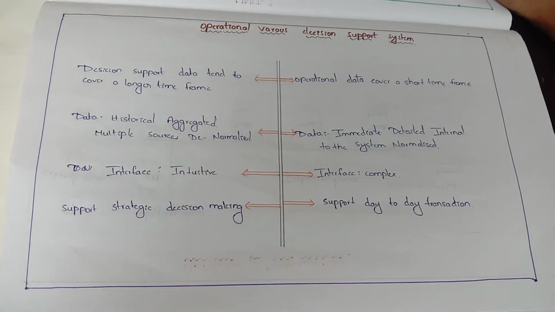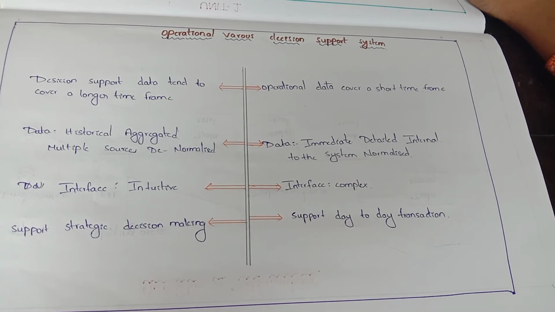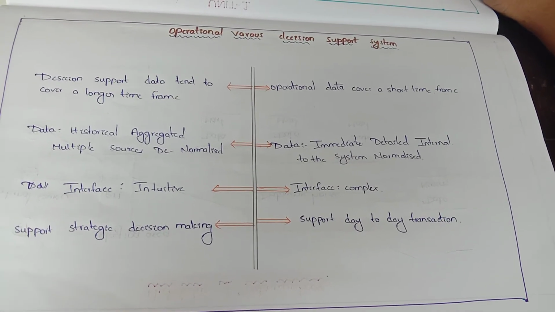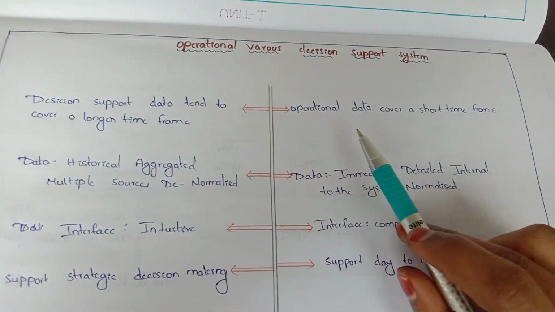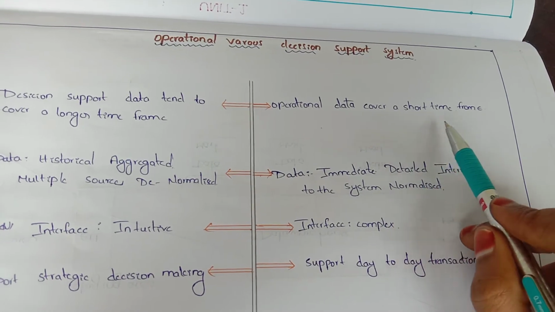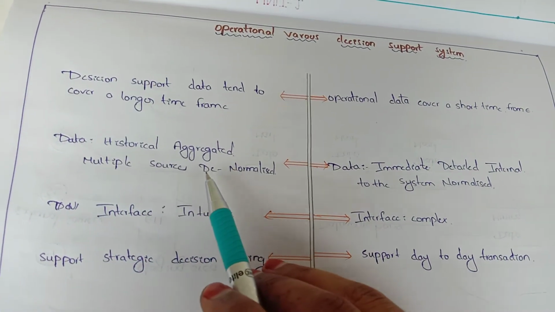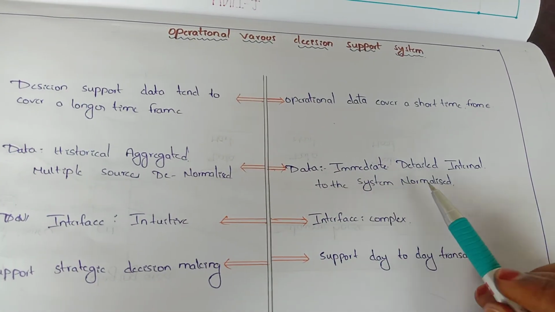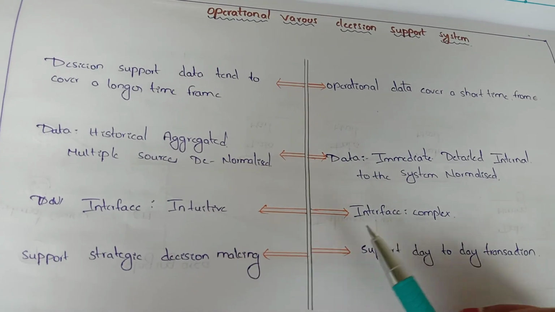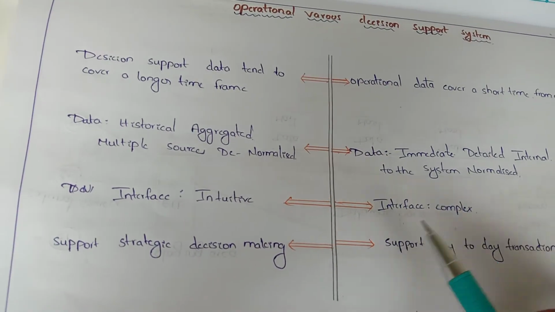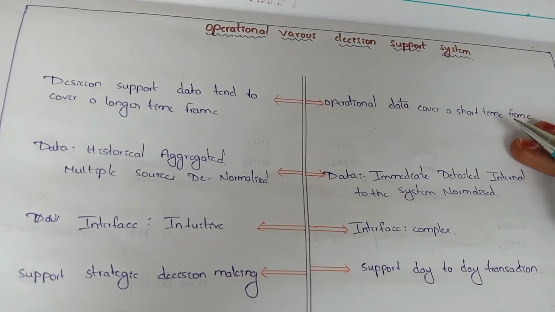And the next topic is operational versus decision support system. Decision support data tends to cover a long time frame. Operational data covers a short time frame. Decision support data is historical, aggregated, from multiple sources, and denormalized. Operational data is immediate, detailed, internal to the system, and normalized. The interface is intuitive for operational systems and complex for decision support. Decision support is for storage and decision making, while operational supports day-to-day transactions.